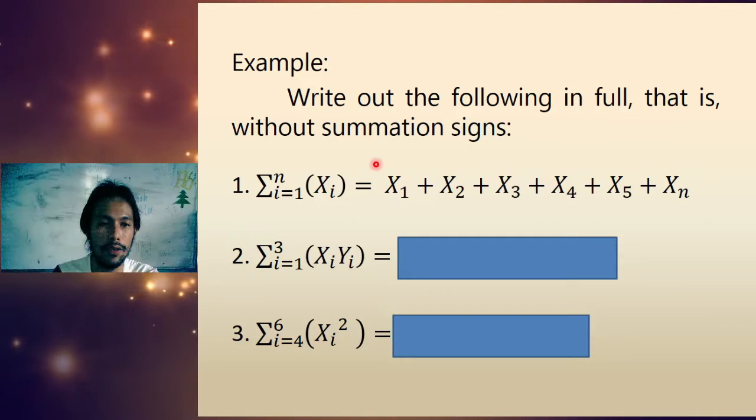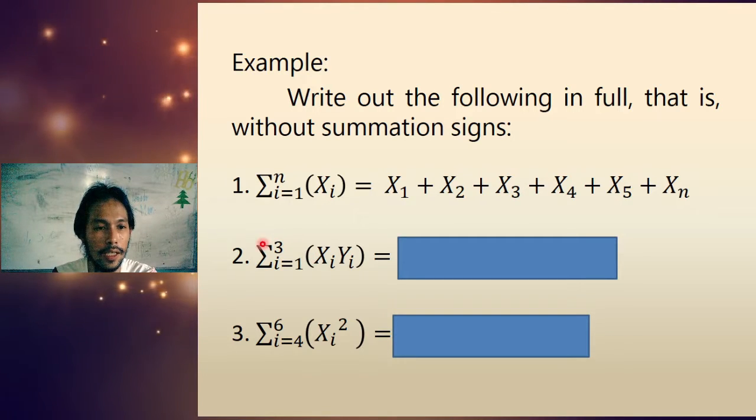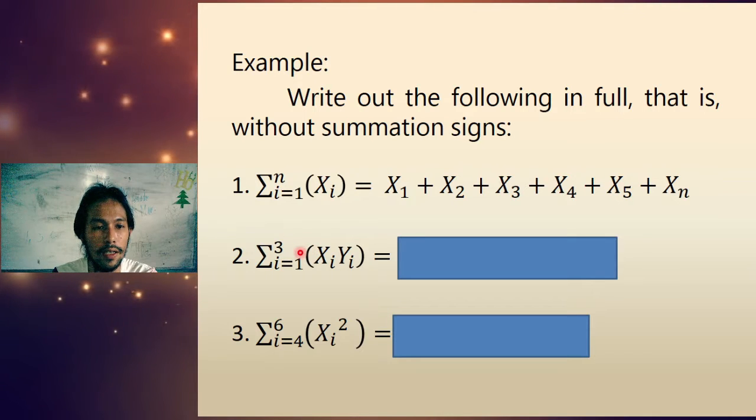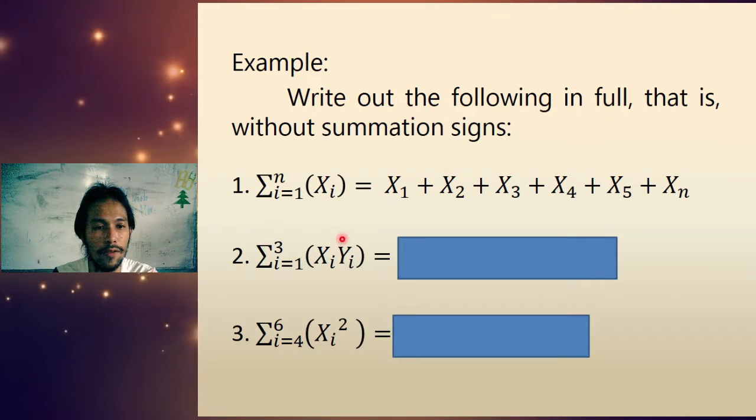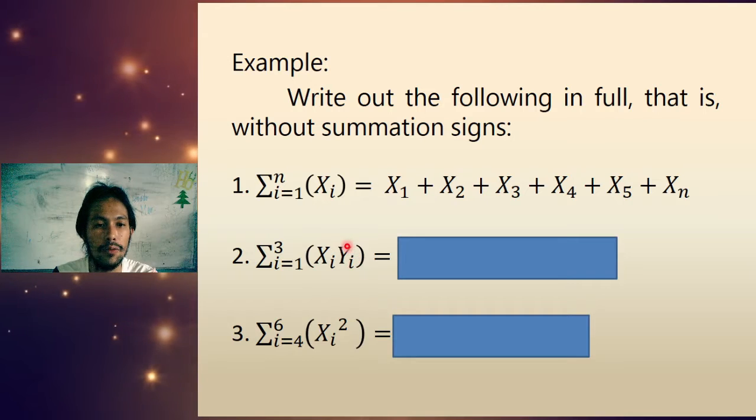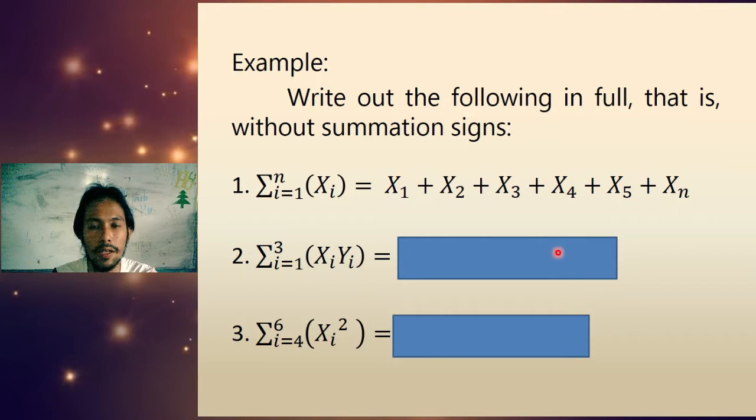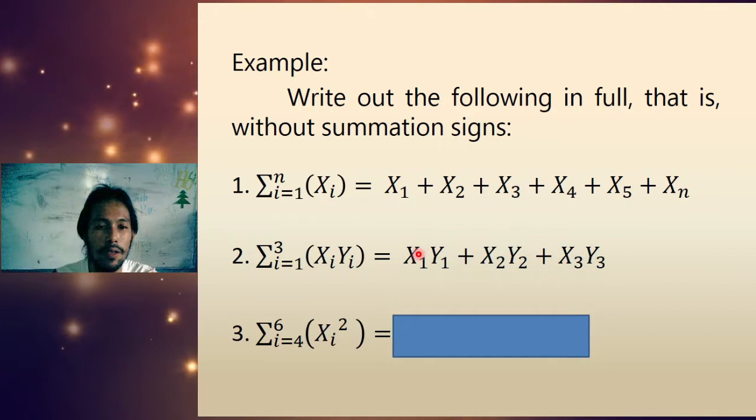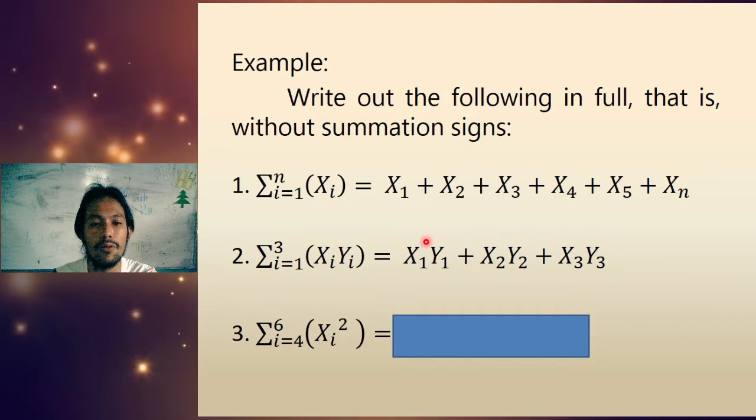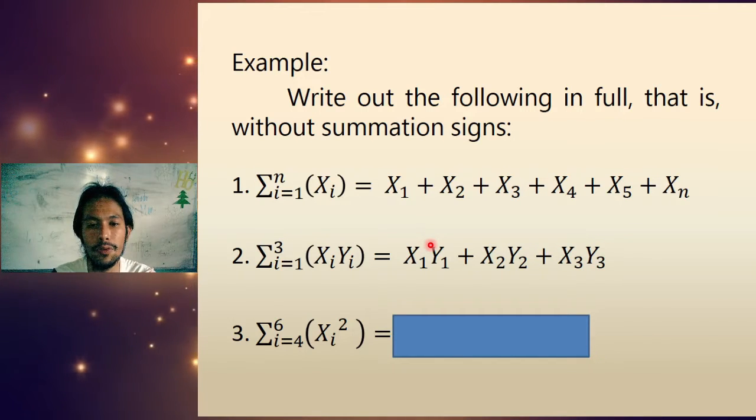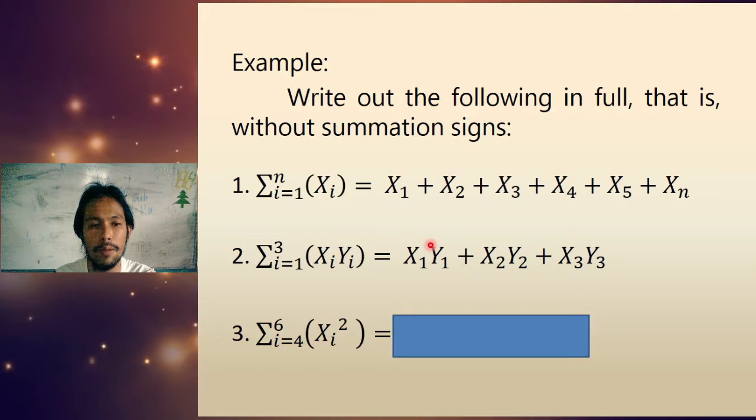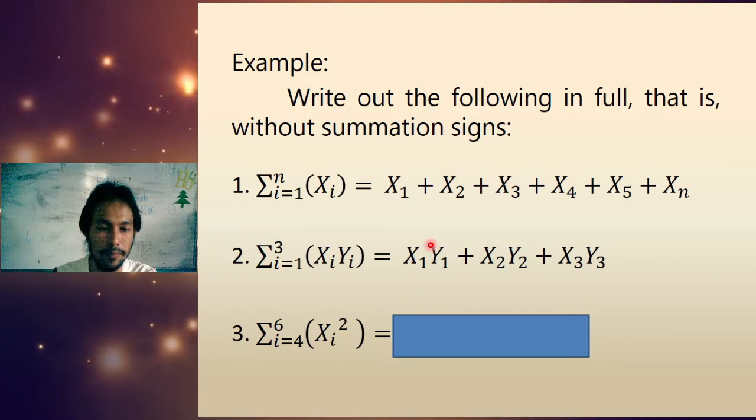So sa number 2, ang ato ang upper limit kay 3, unyang ato ang lower limit kay 1. So atong formula kay x sub i, then y sub i. So ato na siyang i-write in full, so mahimot na siyang mag-start sa 1, so x sub 1 times y sub 1 plus x sub 2 times y sub 2 plus x sub 3 times y sub 3.